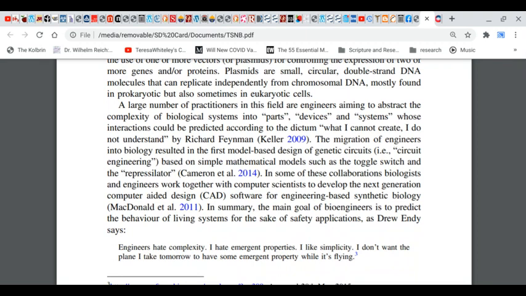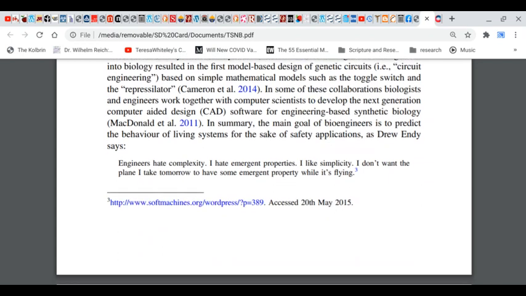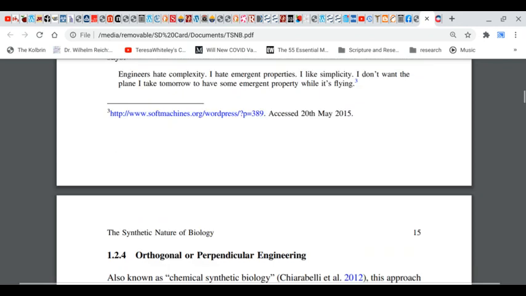In summary, the main goal of bioengineers is to predict the behavior of living systems for the sake of safety applications, as Drew Endy says. "Engineers hate complexity. I hate emergent properties. I like simplicity, and I don't want the plane I take tomorrow to have some emergent property while it's flying."